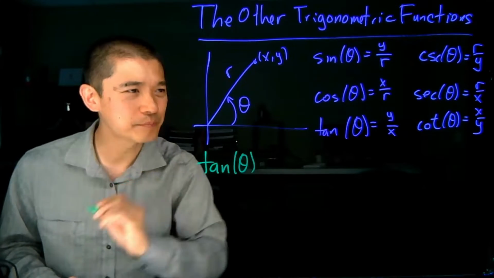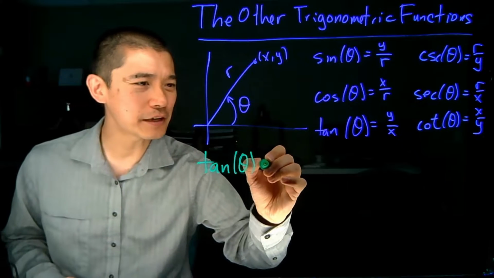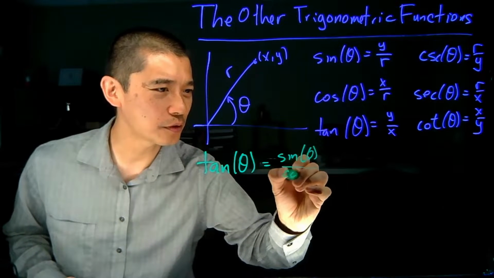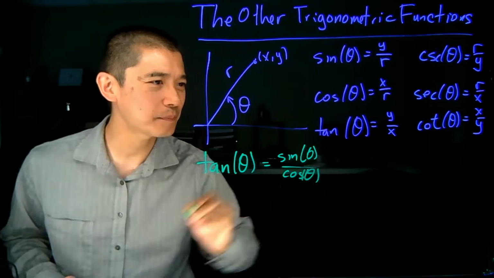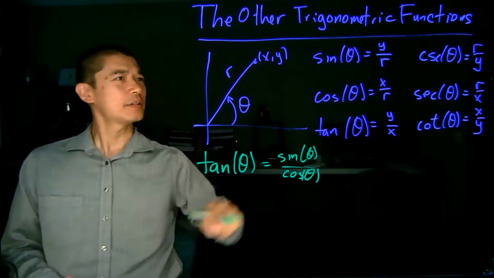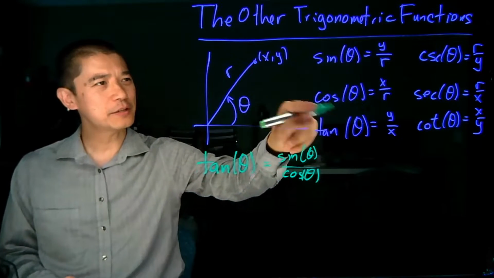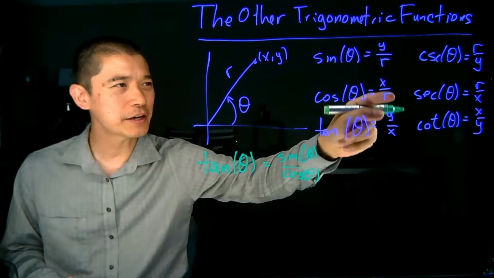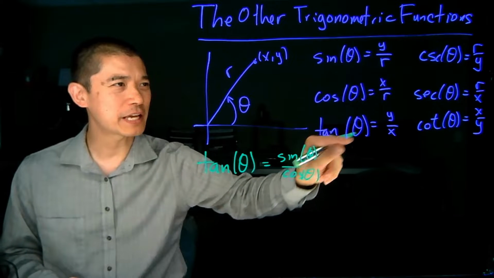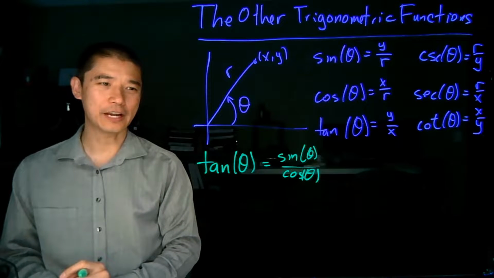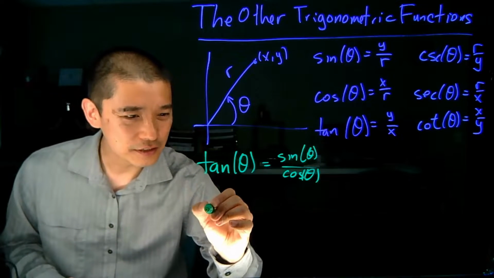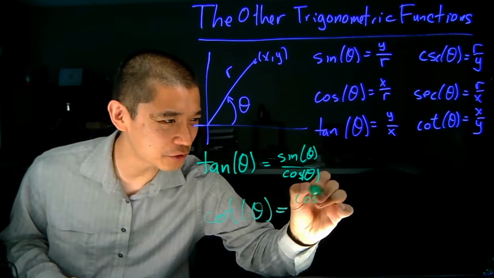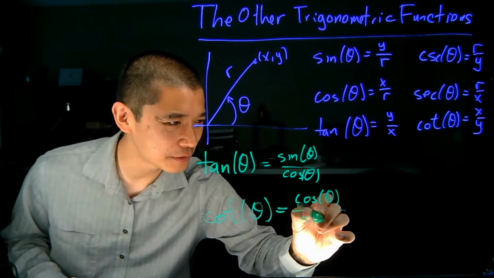Tangent of theta turns out to be sine theta over cosine theta. So let's think through what happens. If we do sine theta over cosine theta, we have y over r over x over r. And those r's end up canceling out, so you just have y over x. Similarly, cotangent of theta turns out to be cosine theta over sine theta.